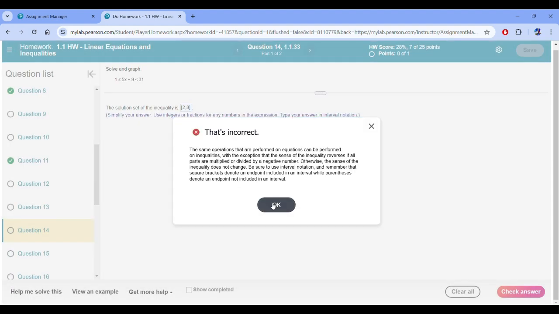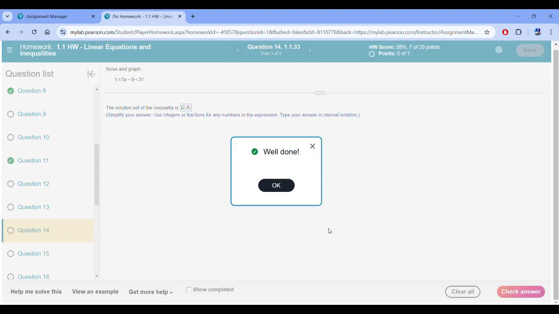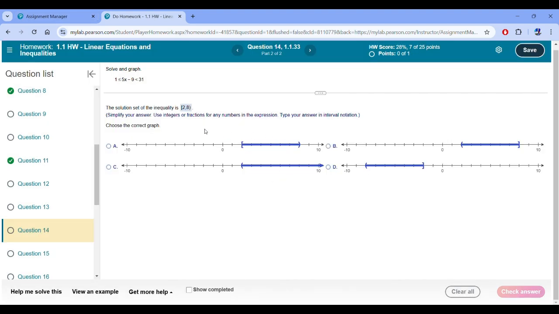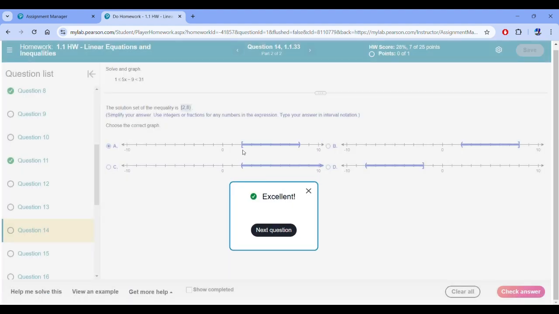Oh, I did not see the second one was not an equal to, so that's going to be a parentheses. Like I said, very, very specific. Check that answer. Beautiful. Then I need to graph this. So now a hard bracket at 2, parentheses at 8, boom, done.